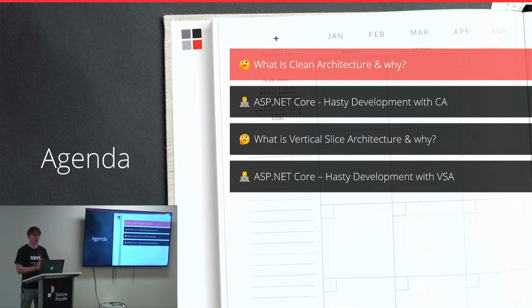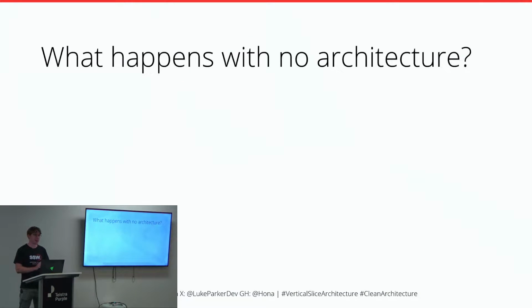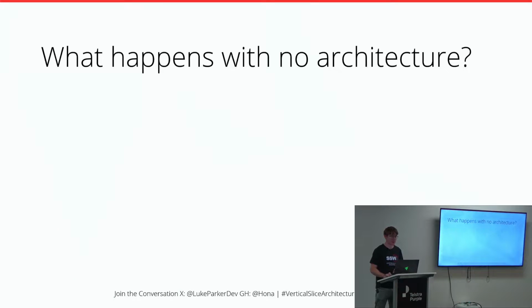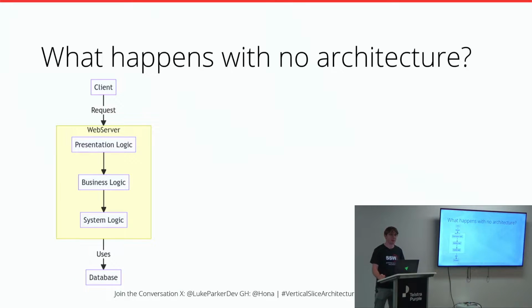Cool. So let's kick off. Like I said, what really happens with no architecture? Let's just assume you're building web APIs, since they're fairly common for enterprise apps. You might have a client that calls your API. Inside your server, it might do a number of things. If you're lucky, it might do some presentation logic, that being HTTP communication potentially, or if you're using another thing like protobuf or gRPC, it'll do something there. It has to translate a request to your code.